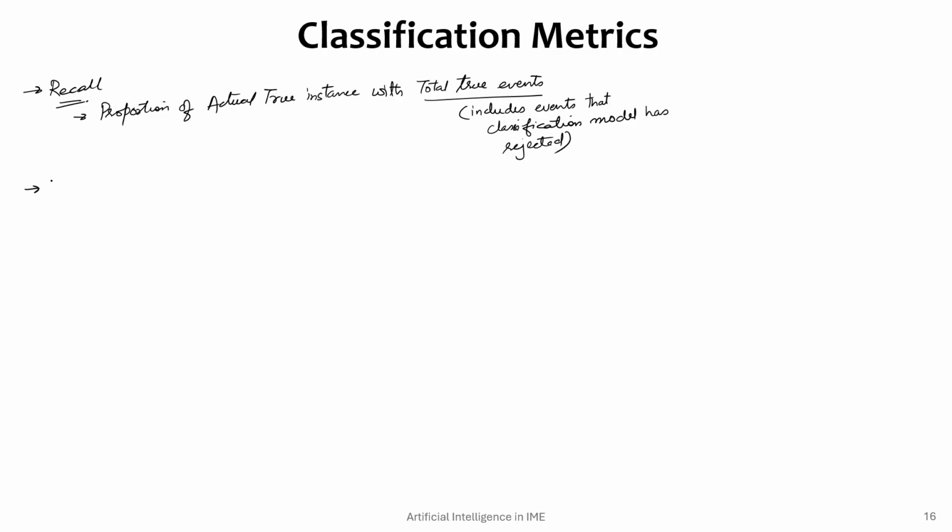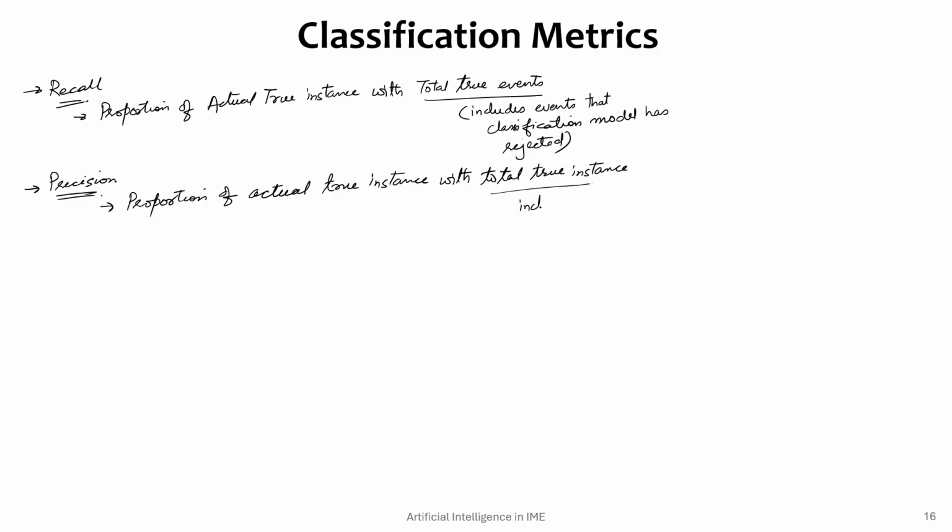The third is precision. These are the proportion of actual true instances with total true instances, and this includes those that our model has reported.